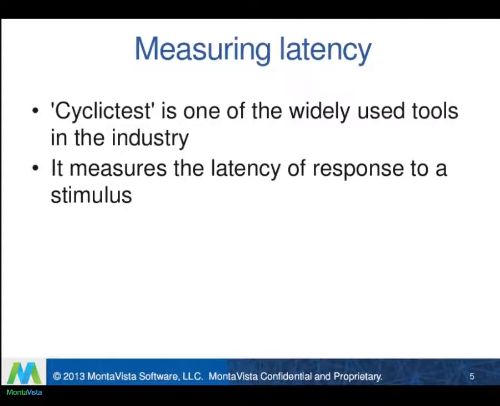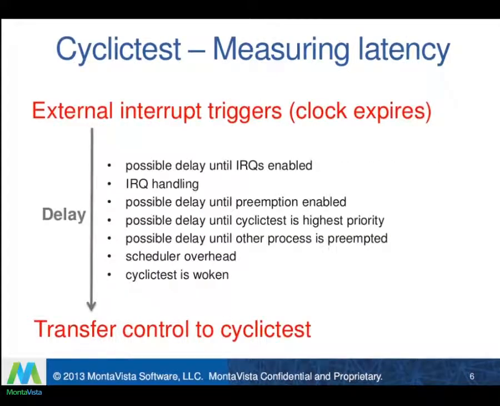So how do we measure this latency? We use cyclictest, which is one of the widely used tools in the industry. It measures the latency of a response to a stimulus. So what does cyclictest basically do? When an external interrupt triggers, the control is transferred to cyclictest. This interrupt triggering is basically the expiring of a clock, and there's a delay between the clock expiry and the transfer of control to cyclictest, and this delay is measured as the latency.